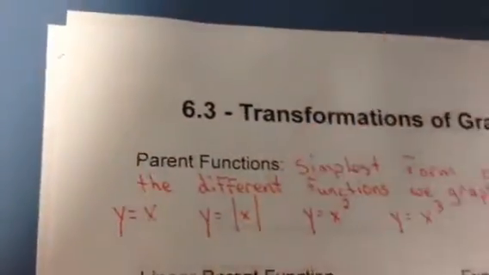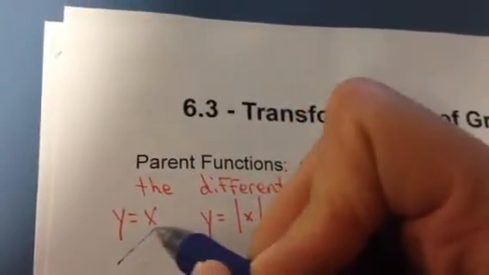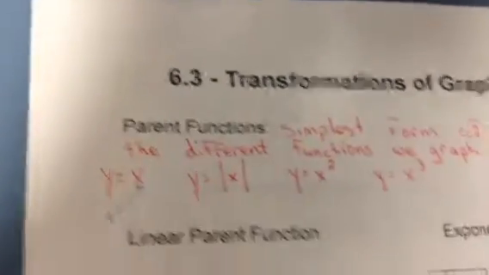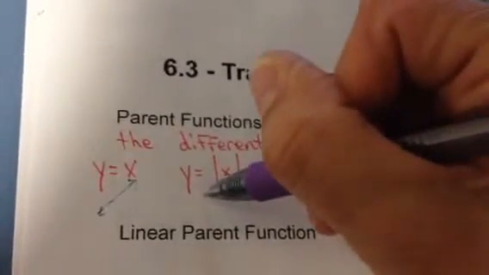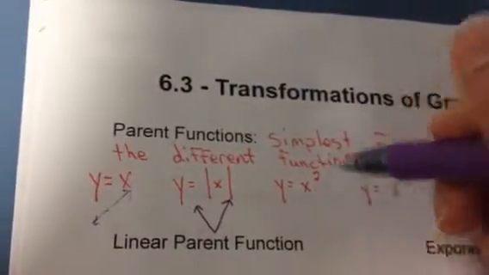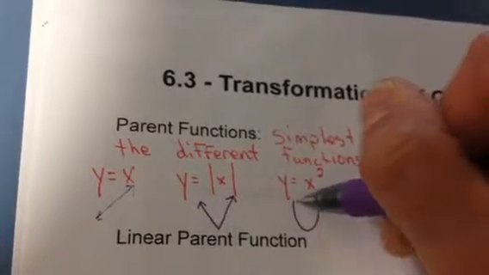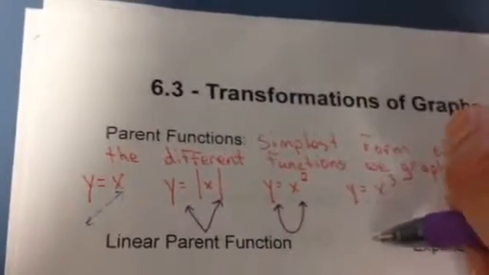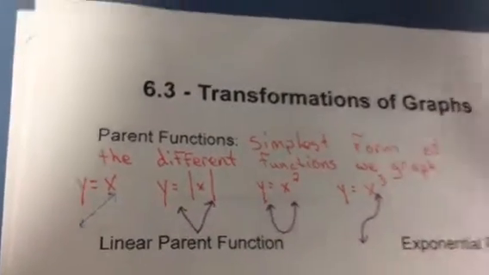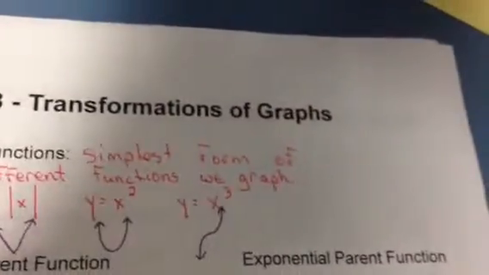So y equals x, just so you know its shape, it's a line. Okay, well, my pen's not going to last, so I'm going to switch out here. Y equals the absolute value of x is a V shape. Y equals x squared, we've talked about that. That is the quadratic. Y equals x cubed, we have not talked about that, but here's its shape. And I'll go ahead and put the other one on there. Well, actually, the exponential parent function.